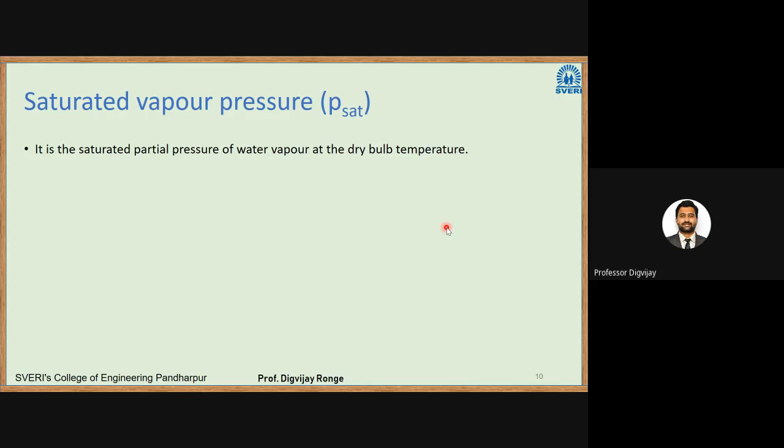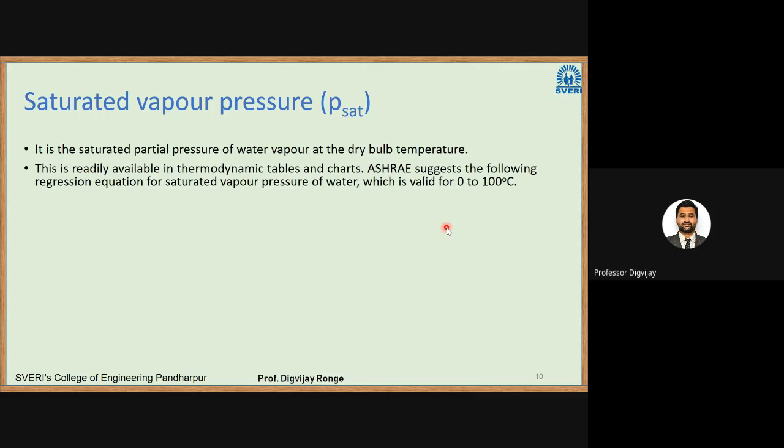If I take a condition of saturated air, then whatever will be the partial pressure of the water vapor in the saturated air will be called the saturated vapor pressure. Okay. There is a formula for how to calculate the saturated vapor pressure that I will show you. This is readily available in the thermodynamic tables and charts. That table I will show you in the next slide. ASHRAE suggests the following regression equation for saturated vapor pressure of water, which is valid for 0 to 100 degree Celsius. Now, as ASHRAE has given this equation, I will show you the equation.